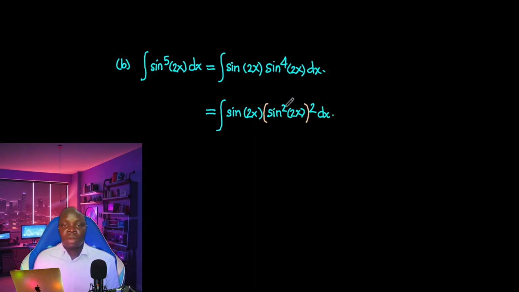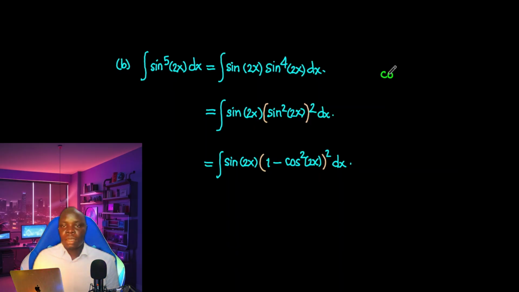Now after this, we can make sine square 2x in terms of cos. So let's have the integral of sine with angle 2x, and inside here this can be in terms of 1 minus cos square 2x, and we can close a bracket here, and we can remember that is also still squared with respect to x.